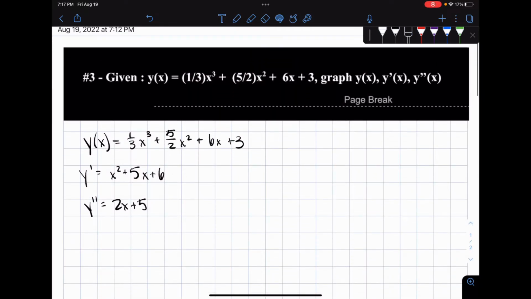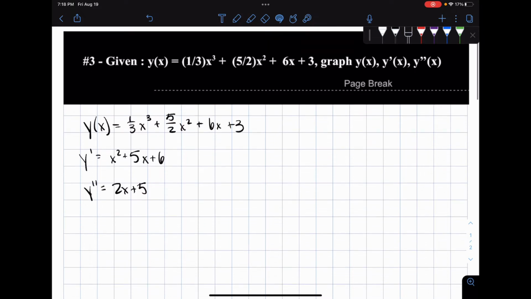All right, welcome back. Problem 3 gives us a polynomial expression and asks us to graph both that equation, its first derivative and second derivative. So this problem isn't testing whether or not you can take a derivative, but more testing your knowledge of utilizing those equations to find critical points on the graph that you're building. So the first thing you're going to have to do is take those 2 derivatives. The first one is x squared plus 5x plus 6, and the second derivative is going to be 2x plus 5.